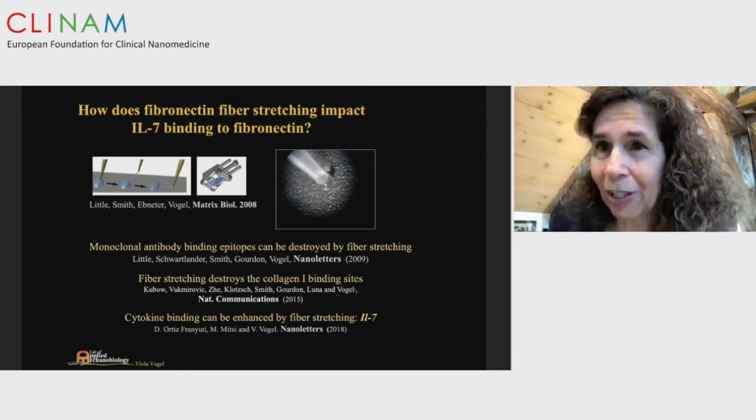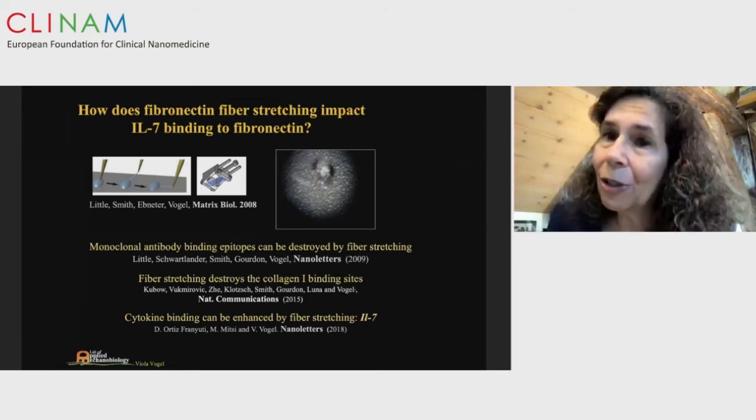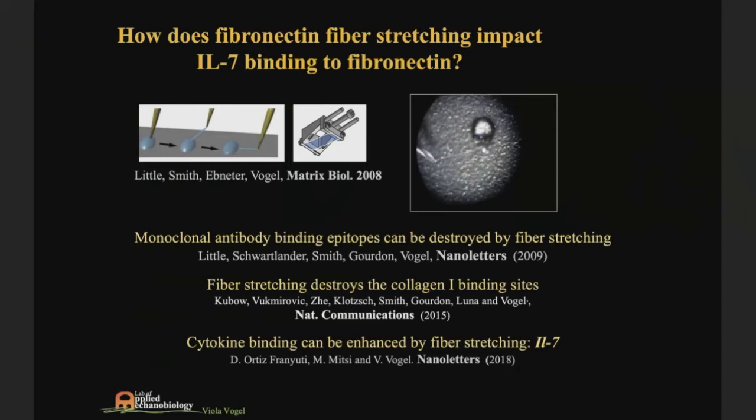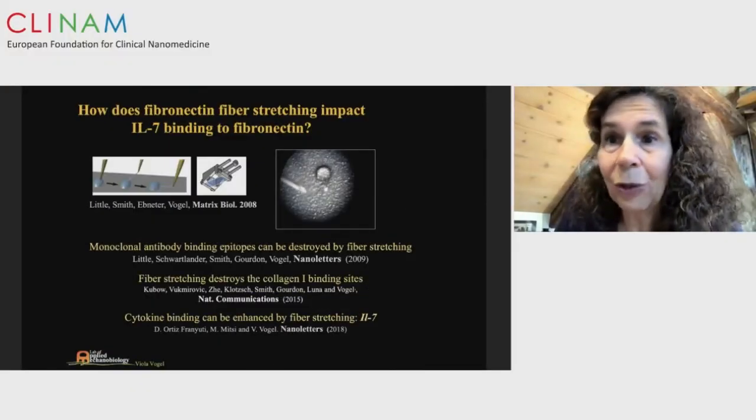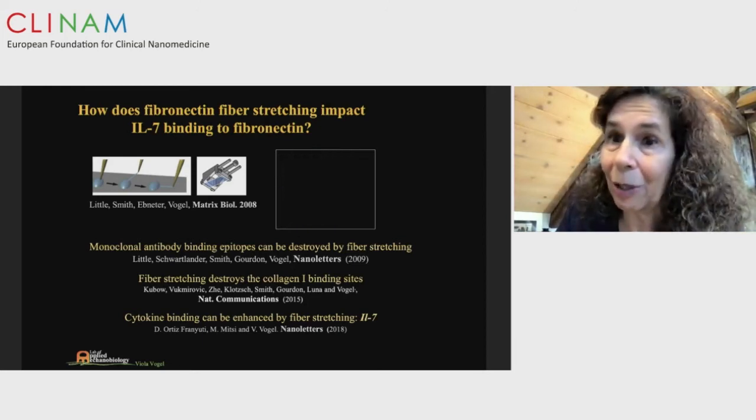But why is this important? Why should we even care about the tensional state of lymph nodes? In order to ask this, we asked whether IL-7 binding to fibronectin fibers is regulated by the tension of the fibers. In order to do that, we use these type of pulling assays where we pull fibronectin fibers out of a droplet. We deposit them on stretchable substrates. We could indeed previously show that stretching destroys some binding sites and others get activated. So in what I show you in the next few slides, we can show that IL-7 binding to fibronectin fibers is upregulated when we stretch the fibers.